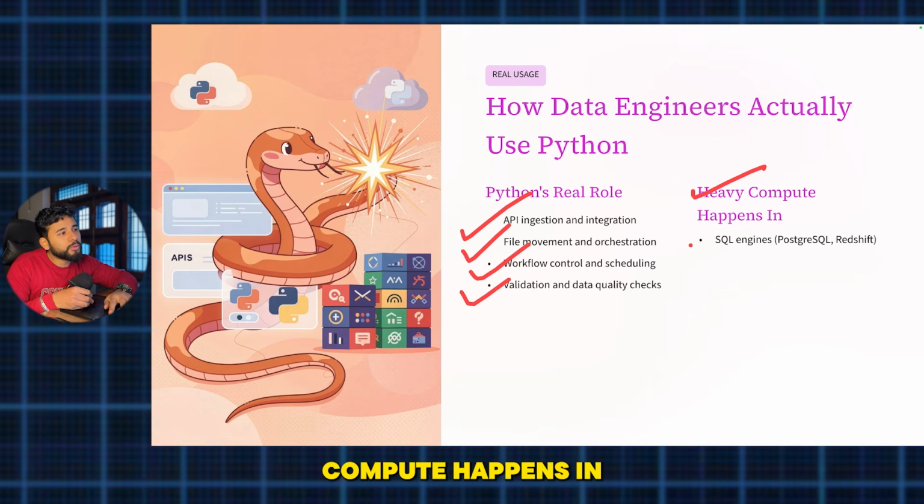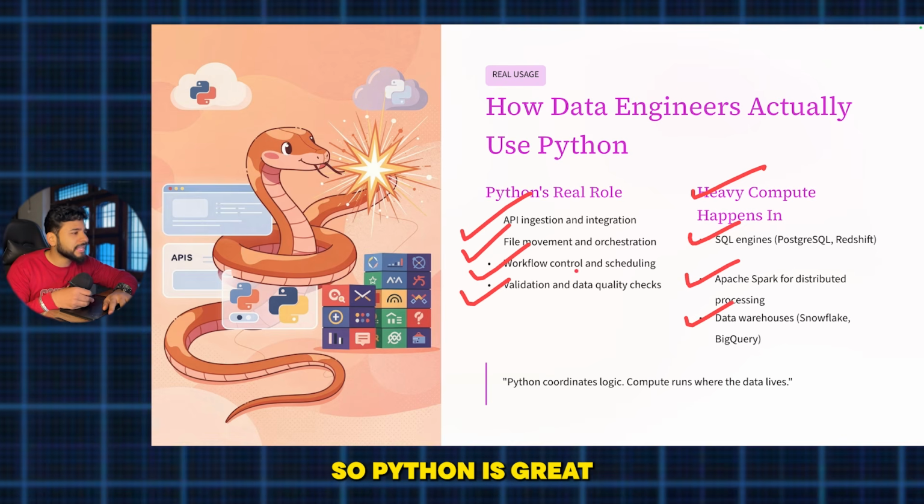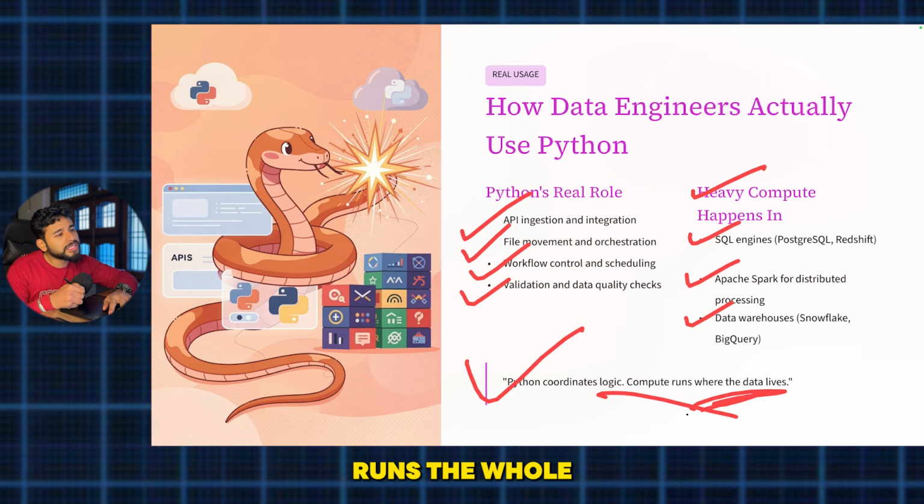Then heavy compute happens in SQL engines. Then we talk about Apache Spark for distributed systems. We talk about data warehousing, where Snowflake is there, BigQuery is there, Redshift is there, so many data warehouses are there. So Python is great for coordination. Python coordinates the logic, and compute runs the whole data hive.